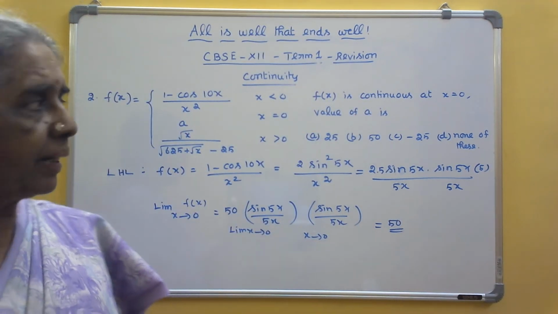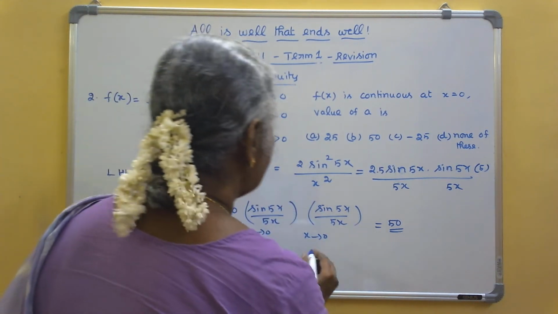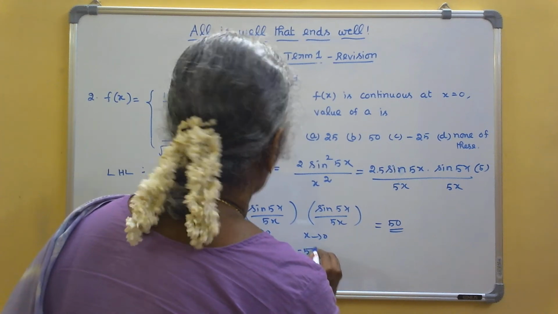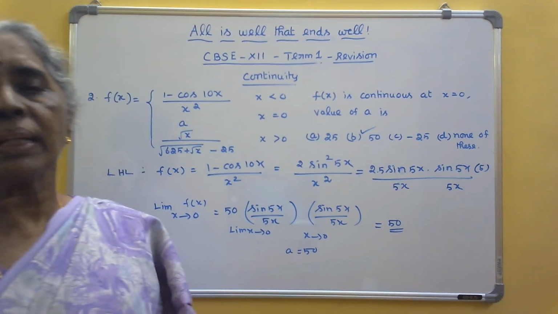So I told you already, no need of doing this. So straight away, A is equal to 50 because your f of A, that is f of 0, is A. So option B is your correct answer.